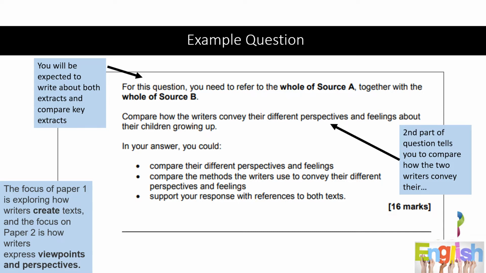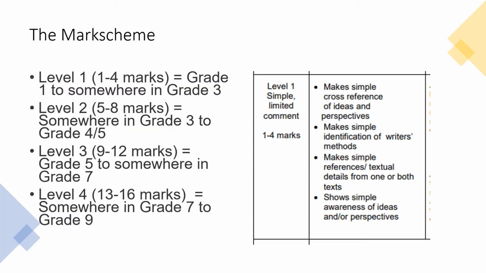So on the screen, you can just see a couple of reminders, so things that you need to take away with you today. You're going to be expected to write about both extracts and you're going to be expected to compare them. The second part of the question will tell you what to compare: attitudes, feelings, ideas. And very much the focus of paper 1 is exploring how writers create the text, but the focus on this paper is how the writers express their viewpoints and their perspectives, very much their opinions.